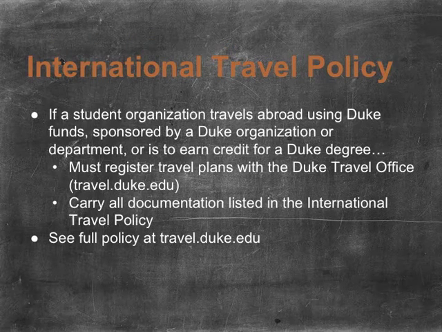If a student travels abroad using Duke funds, sponsored by a Duke organization or department, or is to earn credit for a Duke degree, the student must register travel plans in the Duke registry at travel.duke.edu. The student must also carry all documentation listed in the International Travel Policy. The full policy can be found online. Registering your international travel through the Duke Travel Registry also provides you with a number of benefits, including access to emergency assistance while you are abroad.